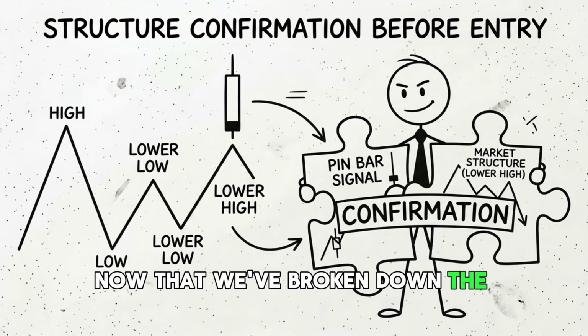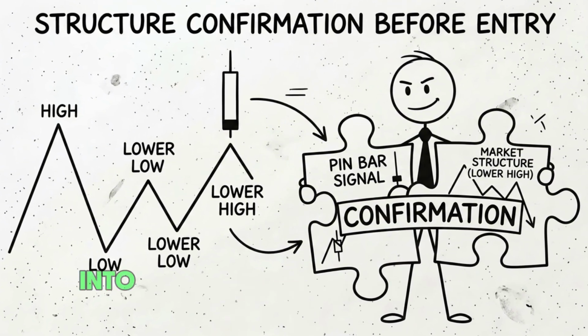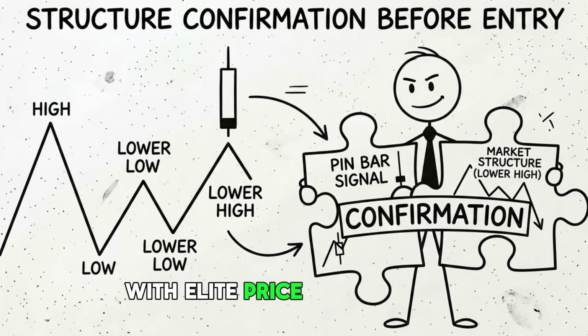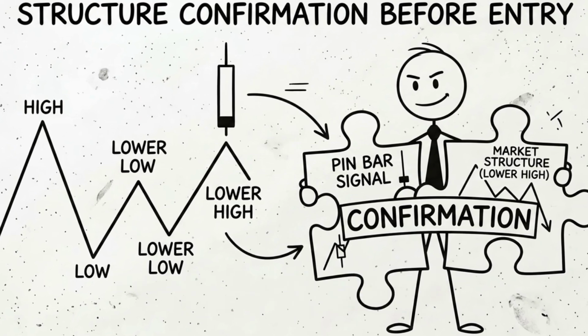Now that we've broken down the structural psychology of our core 5 candlestick patterns, let's transition into the second part of our masterclass: how to layer these signals with elite price action tools. Our first tool is the Fibonacci retracement engine.